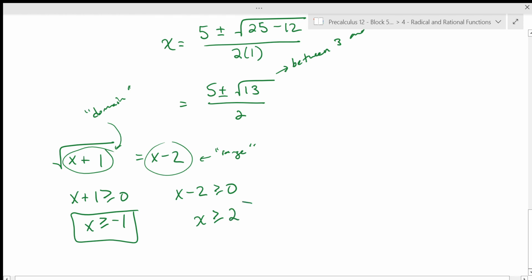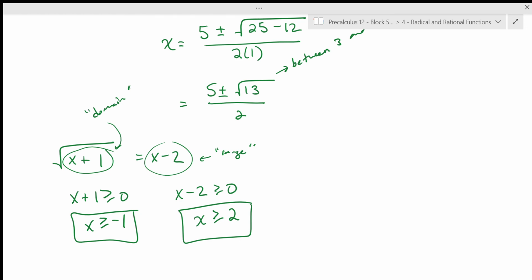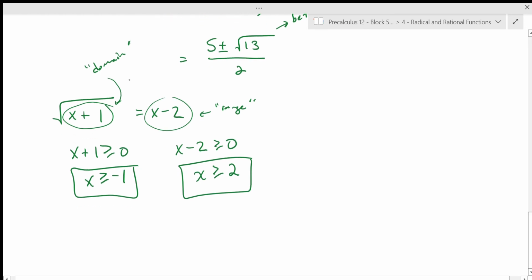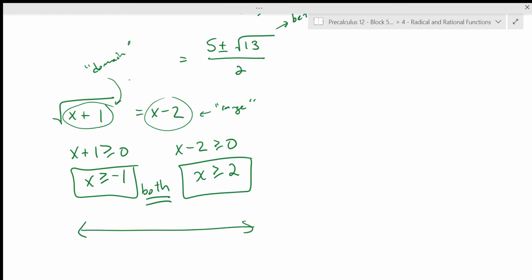Okay, so only x's that are bigger than 2 will work. So when I look at this, what I'm trying to figure out is I want things that will make these both have to be true. So all the numbers that are bigger than minus 1, just to visualize this a little, are going to be this way on my number line, and all the numbers that are bigger than 2 are going to be this way on my number line. So all the numbers that are both are going to be here. So that means we can summarize this as x greater than or equal to 2.